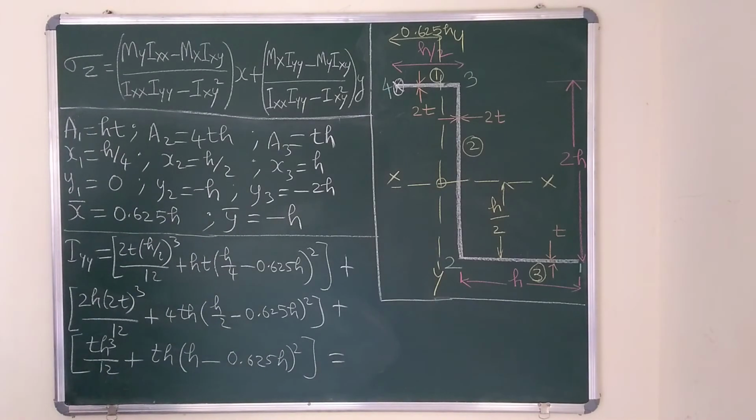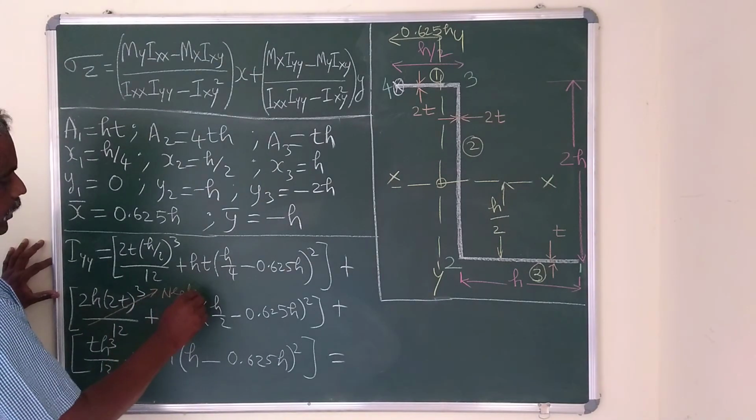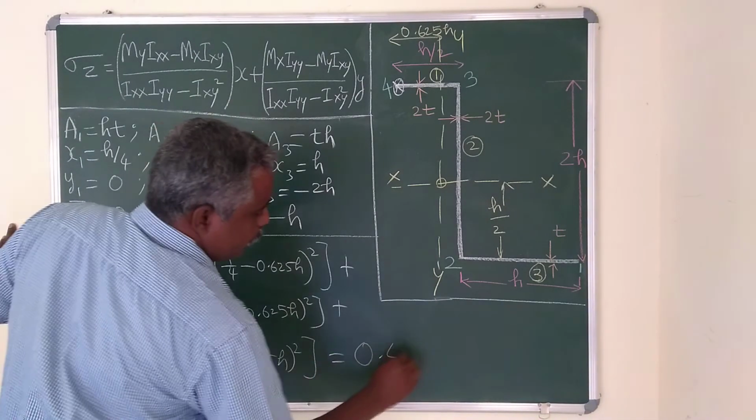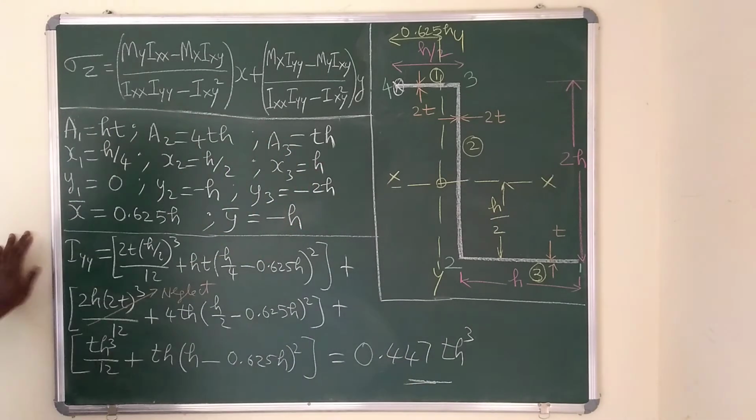We need to cut the higher powers of t here. We can neglect the higher powers; it will not affect your result. After simplification, Iyy is 0.447 th cube. This is the Iyy value. Now let us calculate the product moment of inertia Ixy.